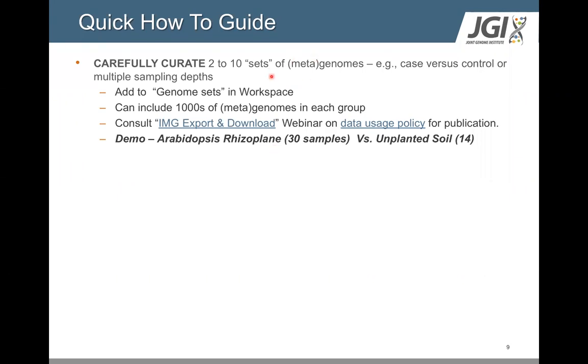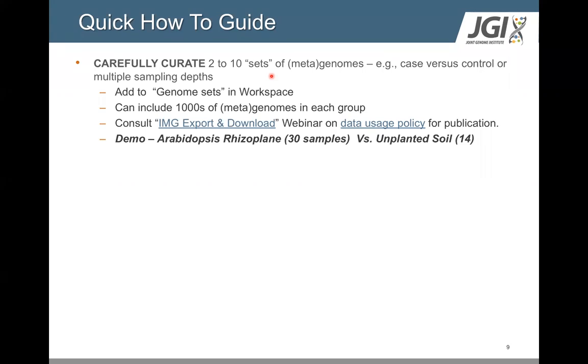As I've already mentioned, you can actually curate up to 10 different sets of either metagenomic samples or isolate genomes. Once you carefully curate, and there's a reason why "carefully curate" is bolded, I'll explain in a minute.